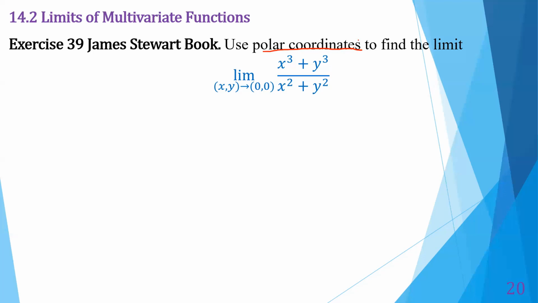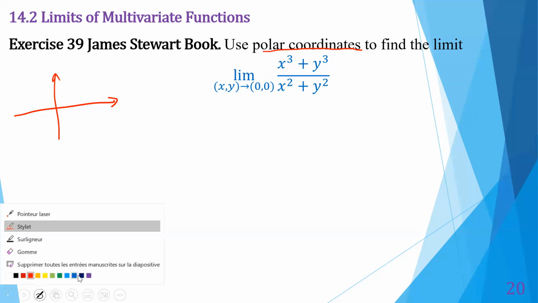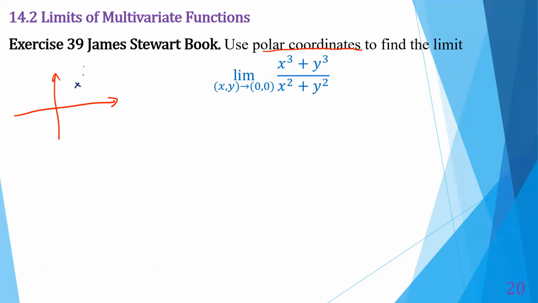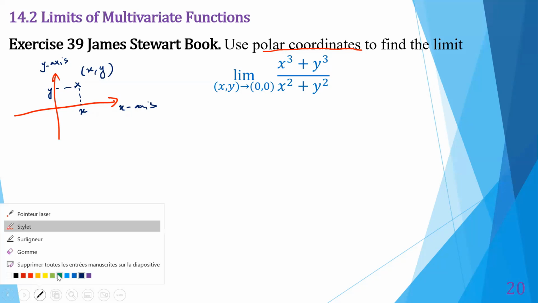What's the idea behind the polar coordinates? So if you have a Cartesian plane, Cartesian coordinate system, if you take a point on this system, let's say a point xy, so this is x on the x-axis, this is the value of y on the y-axis. We can express this point in what we call a polar coordinate system, okay?